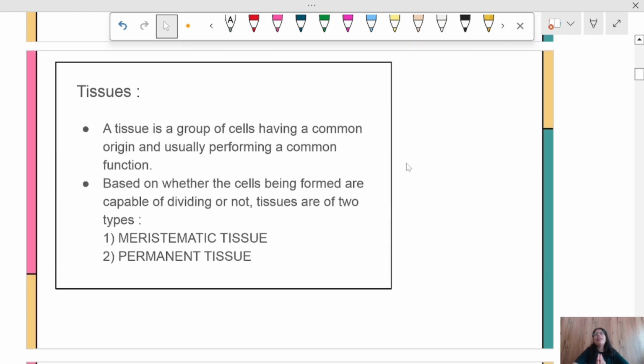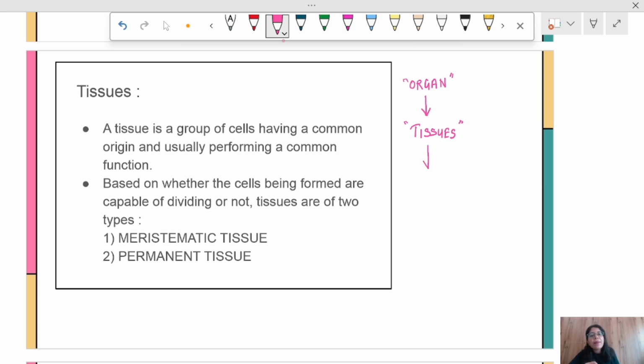If I'm talking about the internal structure of a plant, definitely if I cut a section of one organ and want to study it in detail, this organ will be made up of different types of tissues, right? So if you want to learn what function an organ is performing, you have to see what tissues this organ is made up of. So what is the meaning of tissue?